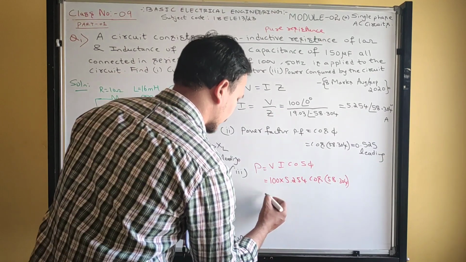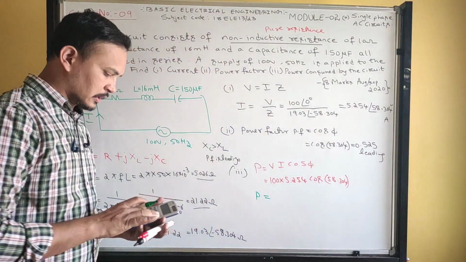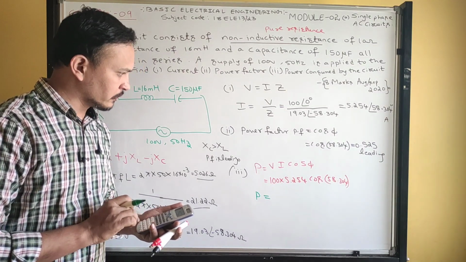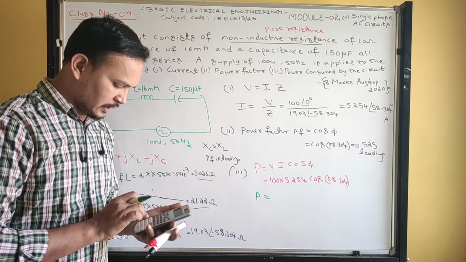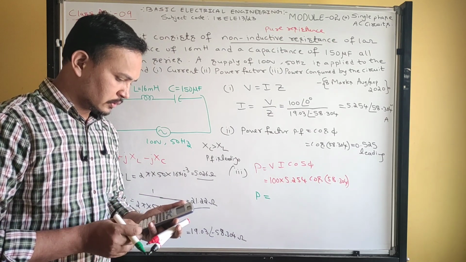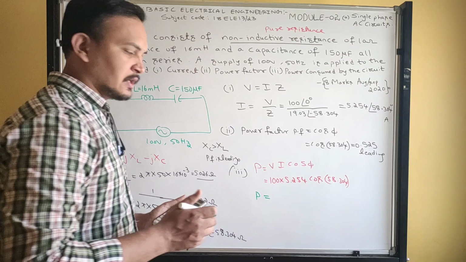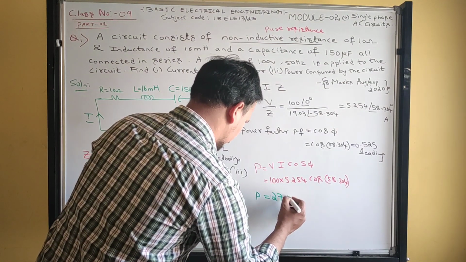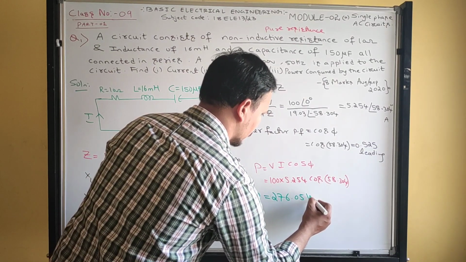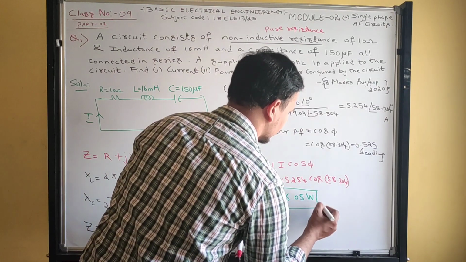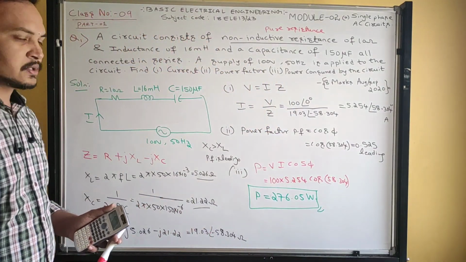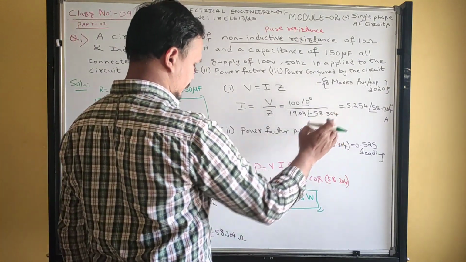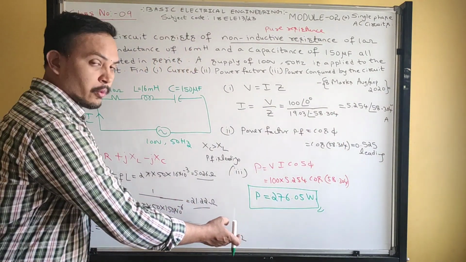So by solving in the calculator, the power consumed by the circuit is 100 into 5.254 into cos 58.304. That gives 276 watts. So we got the answer 276.05 watts. The unit of power is watts. You should write units. Don't forget to write units. See, I have written the unit of current is ampere. The unit of impedance is ohms.